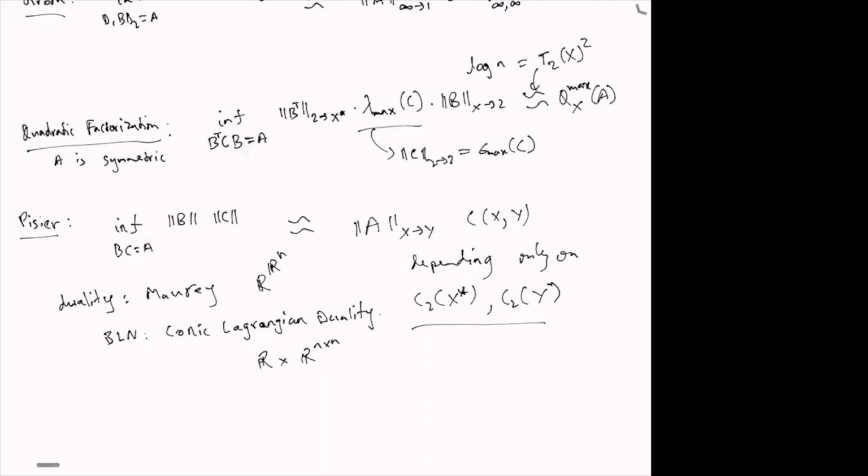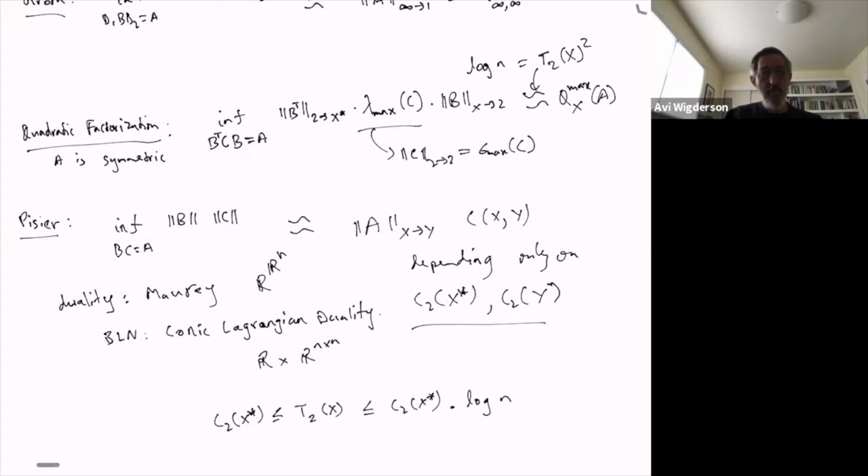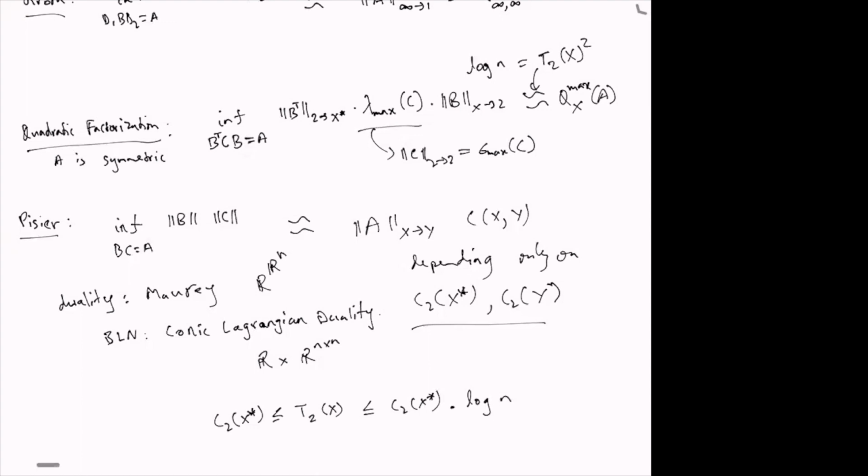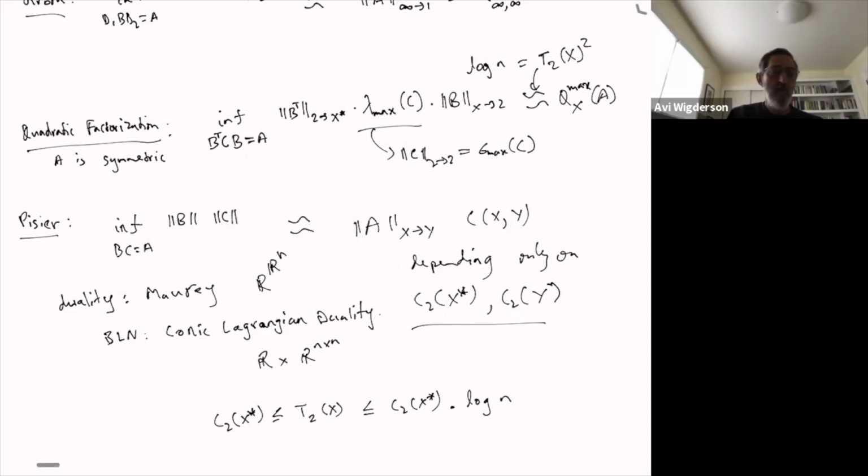Just to write down algebraically what I just said, it's well known that the type 2 constant of x is an upper bound on the co-type 2 constant of x star. And in the other direction, if the norm is n-dimensional, then type 2 is at most co-type 2 of x star times log n, or square root or something. I think in this inequality maybe log is lost and it's lossy, but in the L infinity case, it's a square root log. Okay, got it. Thanks.